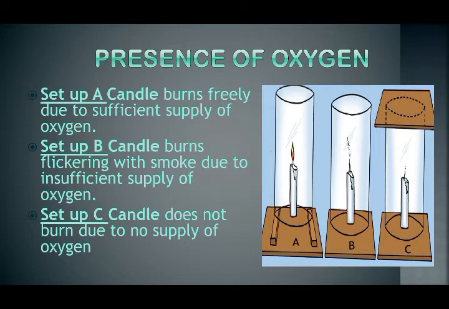In condition A, we find that the candle burns freely due to the sufficient supply of oxygen, as enough air is entering from the bottom. In the case of setup B, the candle burns flickering with smoke due to an insufficient supply of oxygen, as air enters only from the top. Whereas in setup C, the candle does not burn due to no supply of oxygen. This shows that the presence of oxygen is necessary.